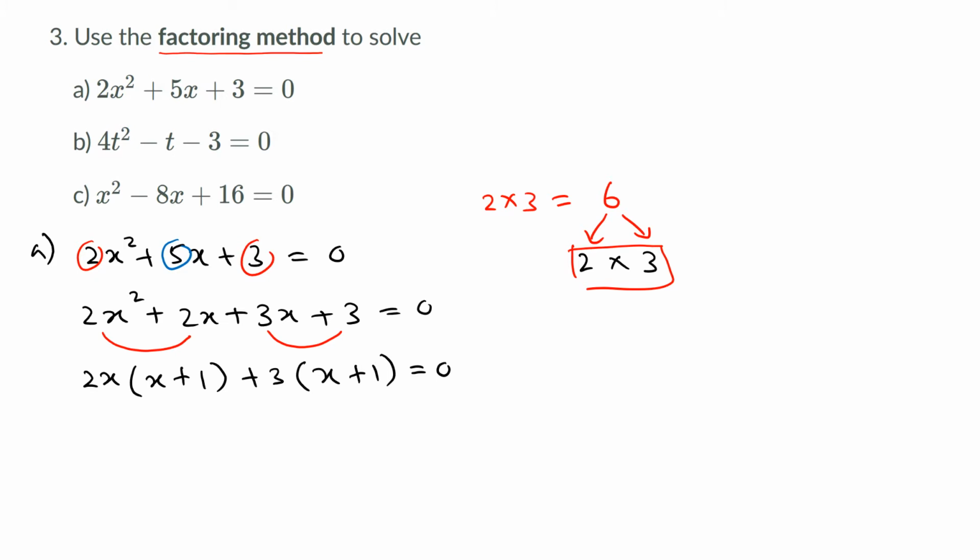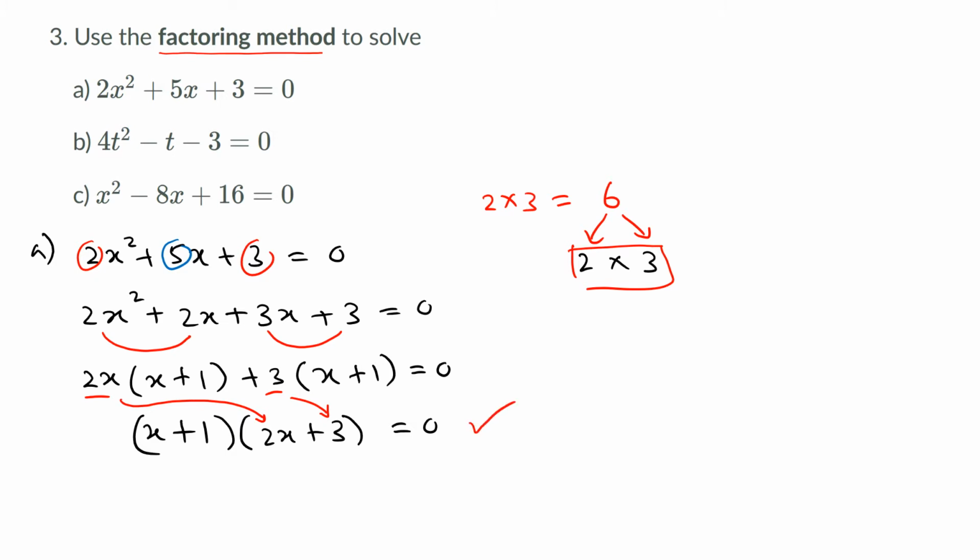Now what we can do is write the common factor, just the common factor, x plus 1. And then we write these two numbers, so it is 2x plus 3 equals 0. So we're going to write those two numbers there. Good. Now after you factor, that's the factoring.